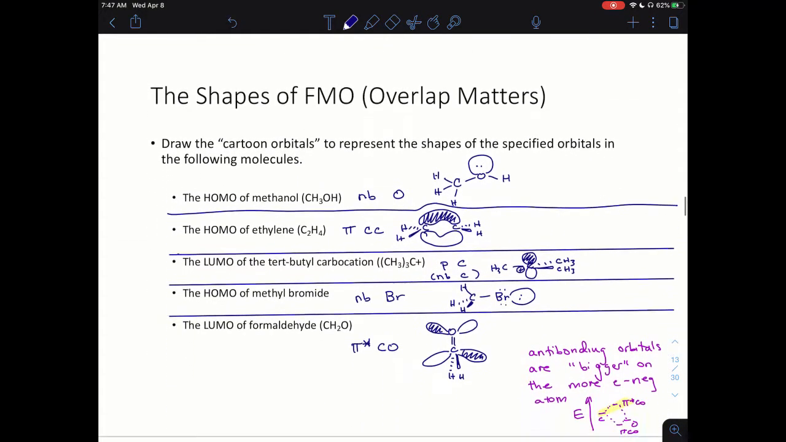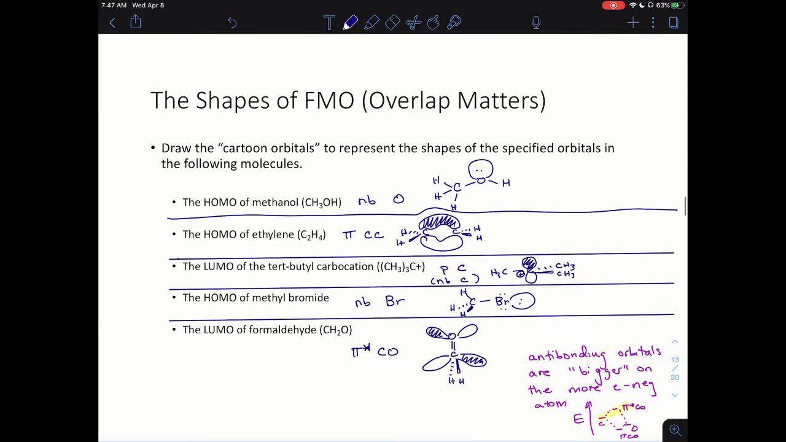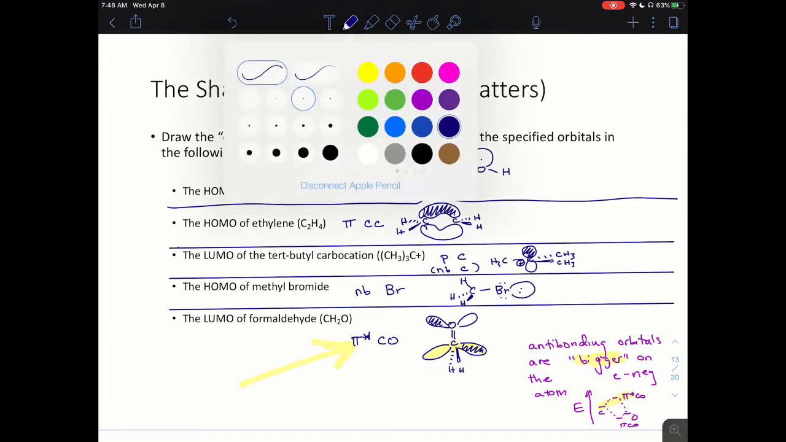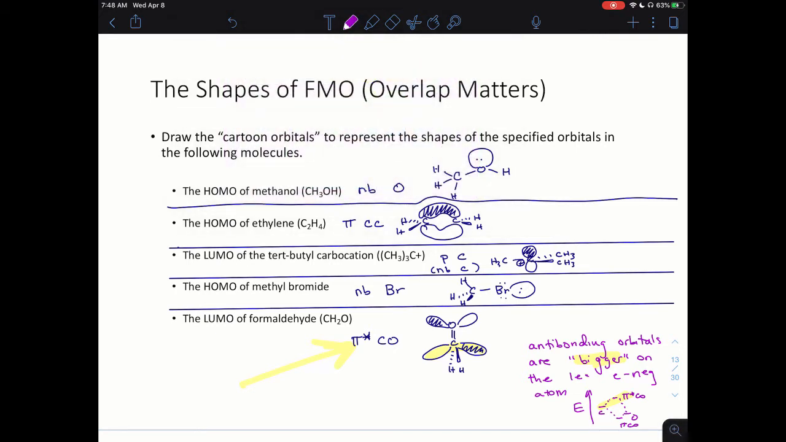Okay, now that you've tried that, let's take a look at the answers. I'm not going to actually explain all of these, so I'll just pause long enough for you to look at them. The one that I will point out is pi star CO, and this might be new to you. I drew pi star CO a little bit bigger on carbon, and that's because antibonding orbitals have a larger coefficient, or are bigger, on the less electronegative atom.